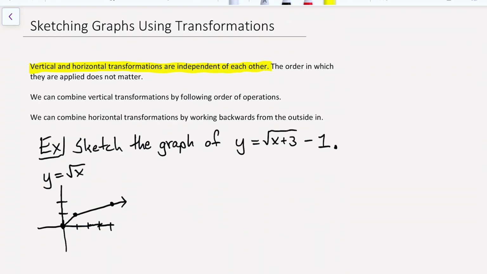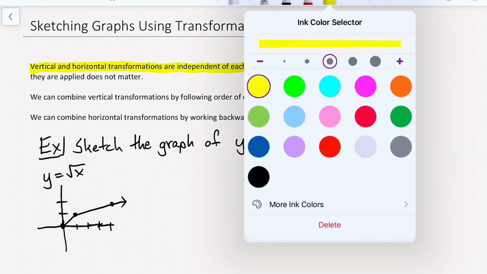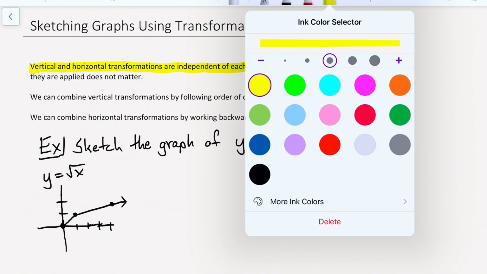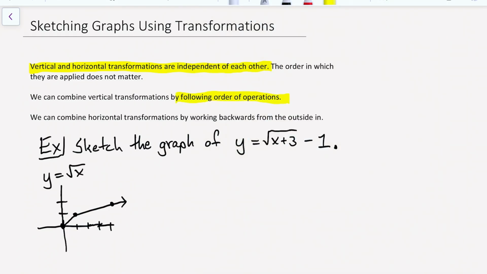When we work with vertical transformations, transformations that affect the y values or output values, we follow order of operations. We work from the inside out. However, horizontal transformations are combined by working backwards from the outside in, and I hope to justify that with one example in this video. So let's consider three different examples.